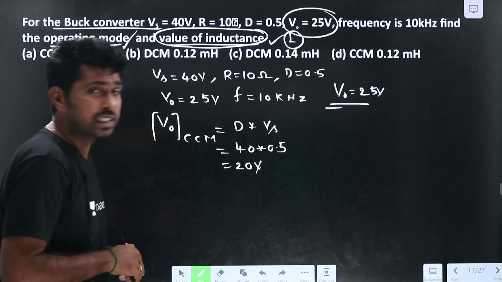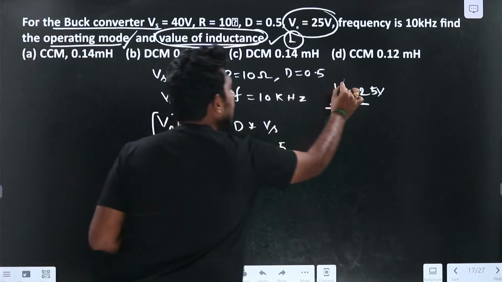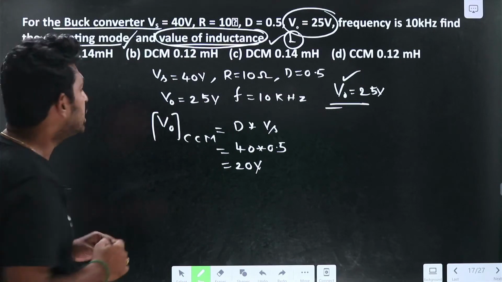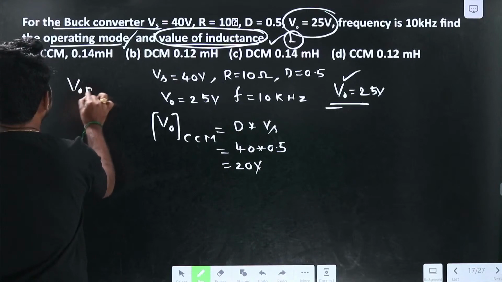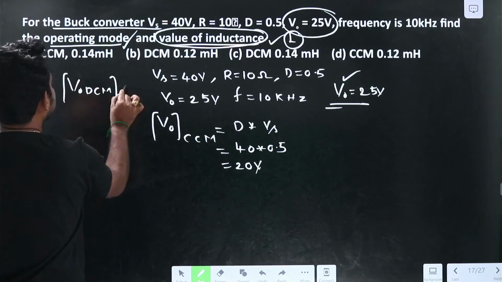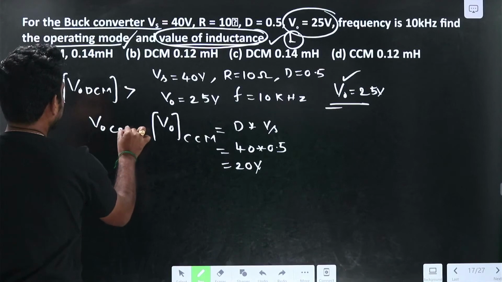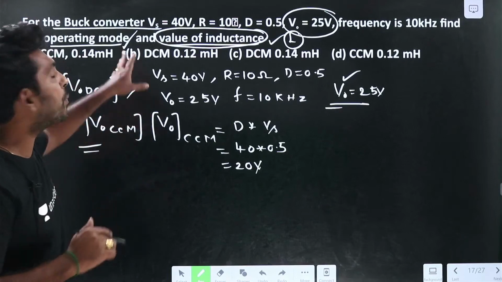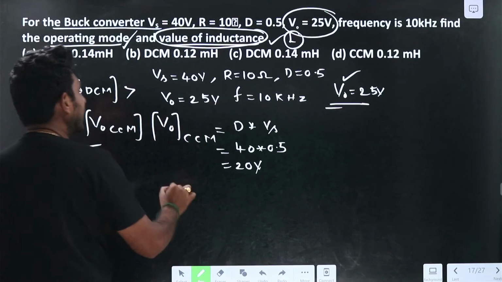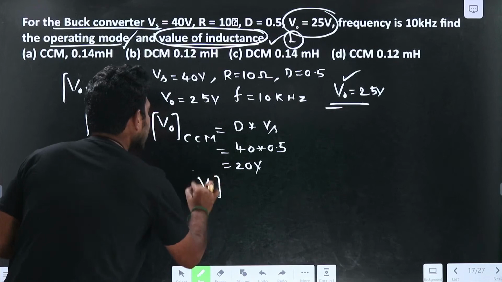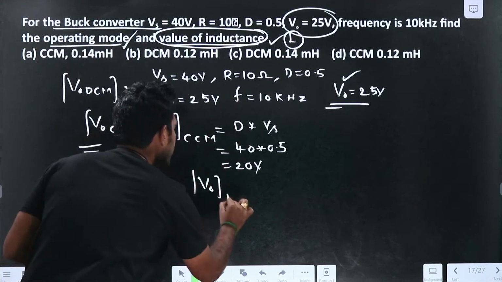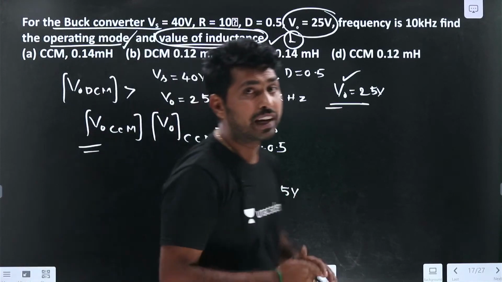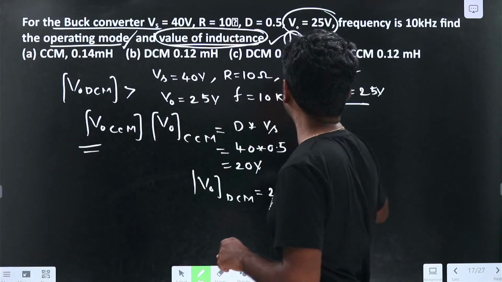If you observe this, the given V0 value is greater than that of the continuous conduction mode. From this we can conclude, since we know that V0 of discontinuous conduction mode is greater than V0 of continuous conduction mode, that it is operating in the discontinuous conduction mode. Let me be more clear: V0 given is 25 volts, so from this we conclude it is operating in discontinuous conduction mode.